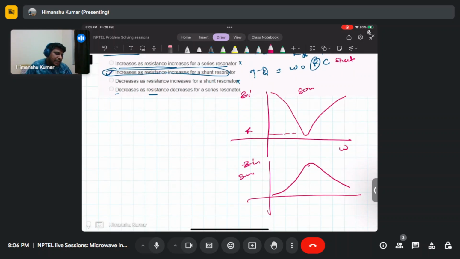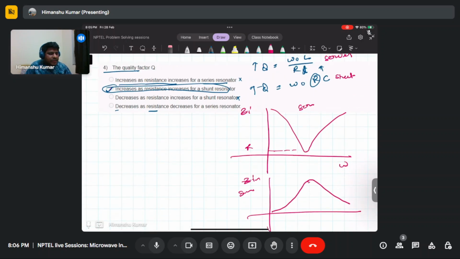So that is how you can define the quality factor. Because for series and shunt the impedance profile is different, your quality factor equations are different. In one case it is maximum at resonance, in the other case it is minimum at resonance.